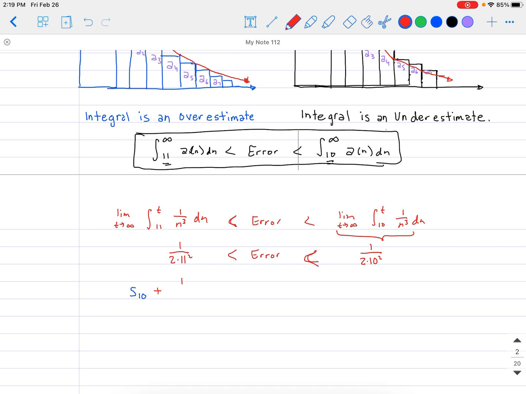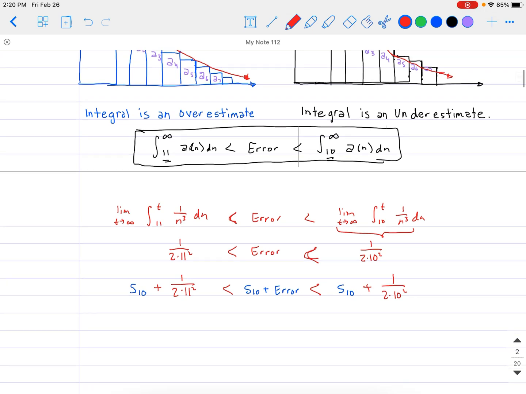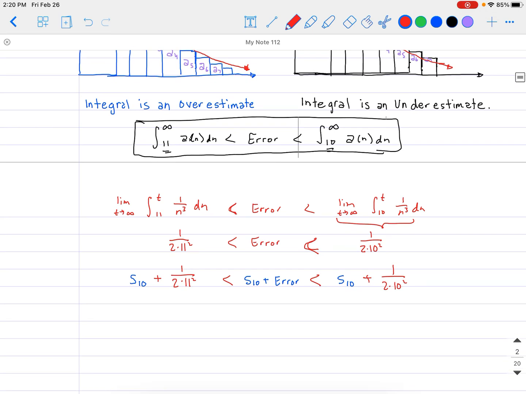So s of 10 plus 1 over 2 times 10 to the 11th. And then it is less than, for the next part, s of 10 plus the error. And after that it is going to be less than, once again, s of 10 plus 1 over 2 times 10 to the second power. Those values we actually know because we saw s of 10 earlier.